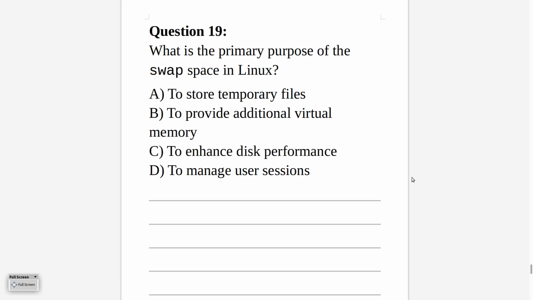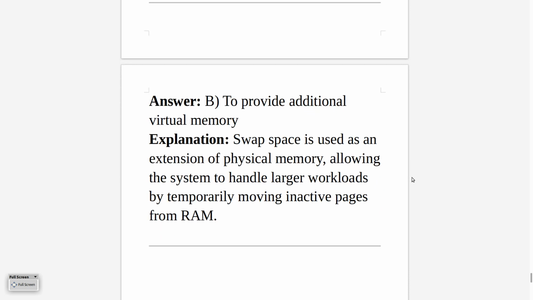So let's see what the answer is for 19. Indeed, to provide additional virtual memory. Swap space is used as an extension of physical memory, allowing the system to handle larger workloads by temporarily moving inactive pages from RAM. Indeed. The only part I disagree with is I don't call this additional virtual memory. I just call this virtual memory. But maybe I'm wrong. Maybe the whole entire memory space, including physical memory, is called virtual memory. So I could be wrong there. Note to self to have a look at that.